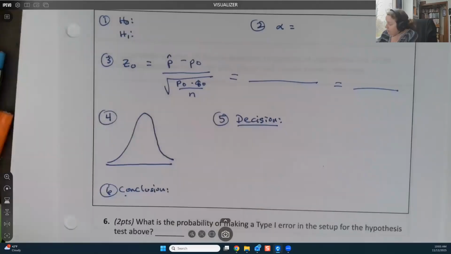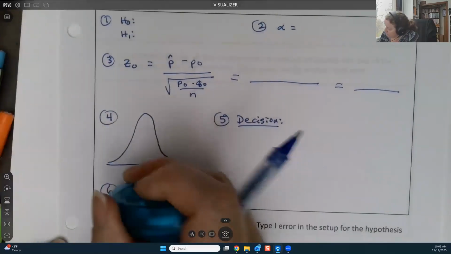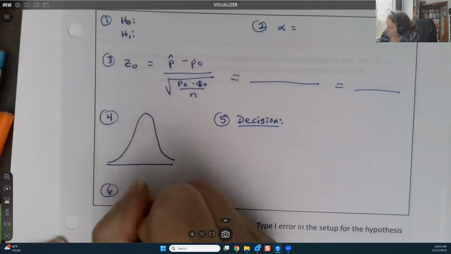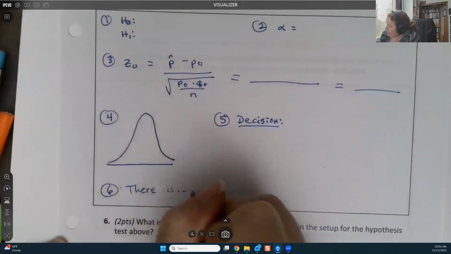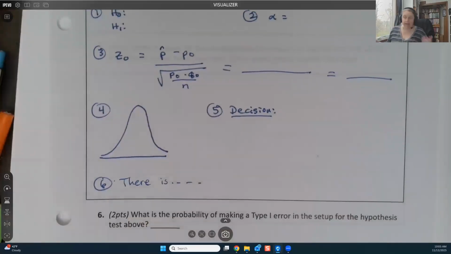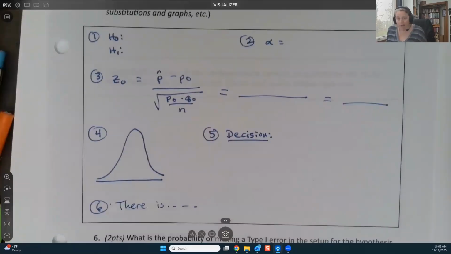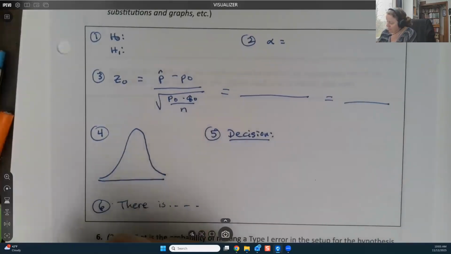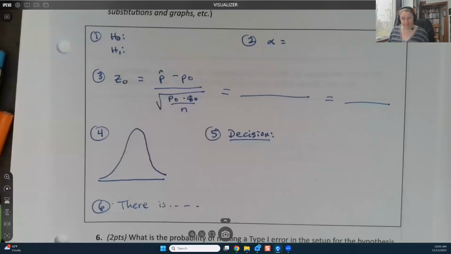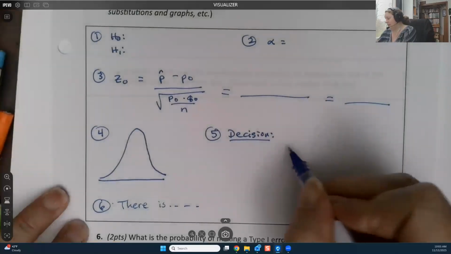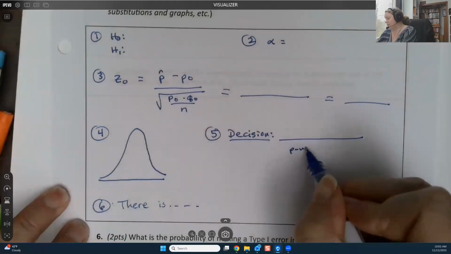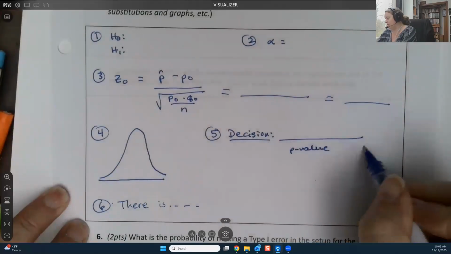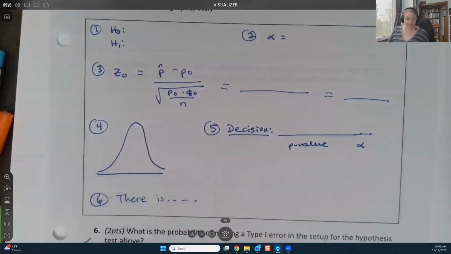Well, I mean, I can start it. It's going to be there is sufficient or there's not sufficient. I'll just write there is. There is blah, blah, blah, right? Because it might be there is not or there is or whatever. Like we know how these go. They follow a very, very set pattern, right? You've got to make a decision based on your p-value and your alpha.